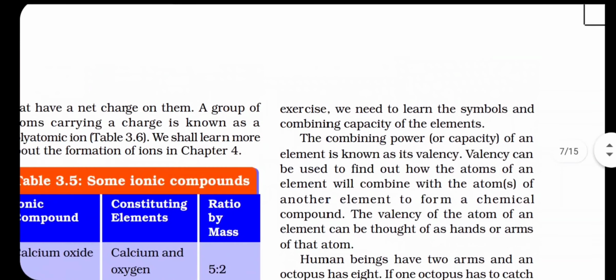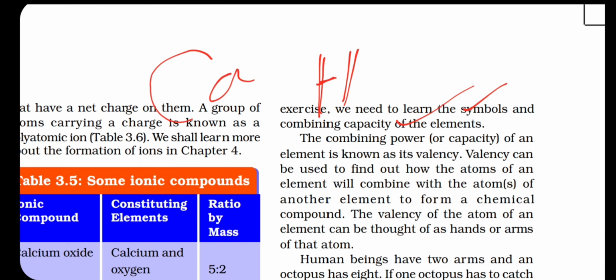For this, we have to learn the symbols and combining capacity of elements. So, what is the combining capacity of an element? We already learned about the different symbols. Suppose hydrogen is represented by H, calcium is represented by Ca. So we have to learn about the combining capacity, that is the valency, of different elements.